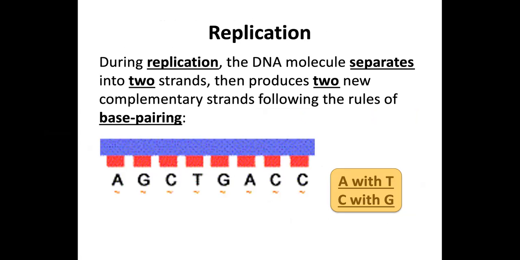So if we were to make this complementary strand, like we did yesterday, some practice, A would pair with G, C, T, G, A, C, C, perfect. Okay, that's it.